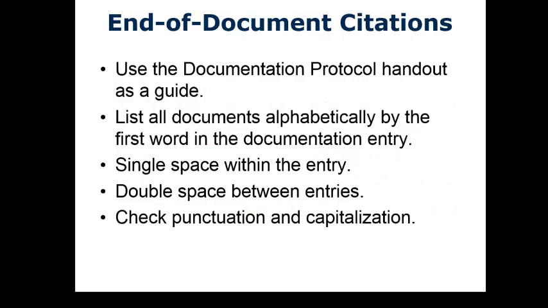End of document citations are a little bit longer, and you're definitely going to want to look at the documentation protocol handout, and this will go in your binder. You'll want to list all of your documentation alphabetically. So if you ever have two or more, you want to make sure you're putting them in alphabetical order. Make sure that if the entry takes more than one line that you single space, and if you have two entries, you want to double space between your entries, not within the same entry, but from one entry to the next. And then always check your punctuation and your capitalization.